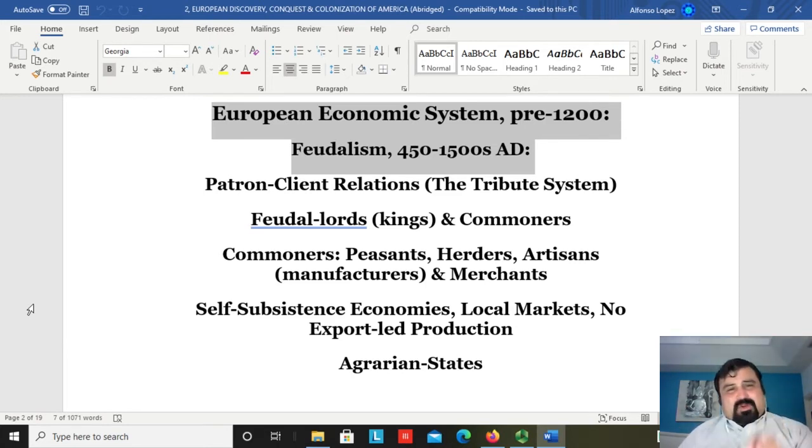So let's look at feudalism, because it's important to understand how Europeans lived before the Age of Discovery that started, roughly speaking, in the 1200s. And how that life is beginning to change with the Age of Discovery, and how we're going to see the early stages, the very early stages of capitalism arising with the Age of Discovery. Very early stages, by the way. So, okay, what is feudalism?